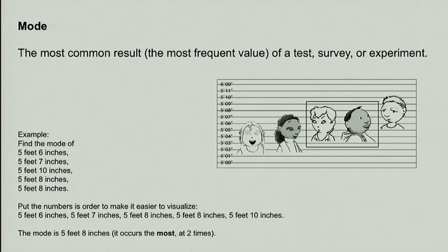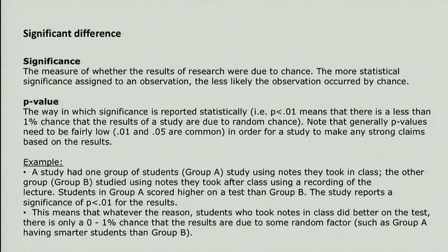Mode is also a term, so we've got the 3 M's: mean, median, and mode. Mode is the most common result, the most frequent value of a test, survey, or experiment. Example, find the mode of these here, put the numbers in order, and look at the numbers that occur the most of the time. These 5 numbers, okay, and we look at the numbers that occur the most often. That's called mode. Just explanations. It's not rocket science, but it's just nomenclature.